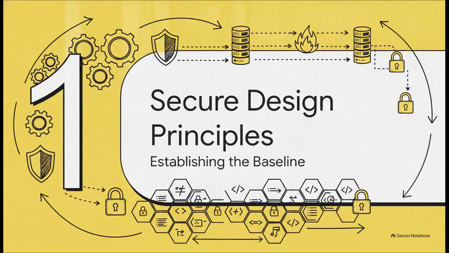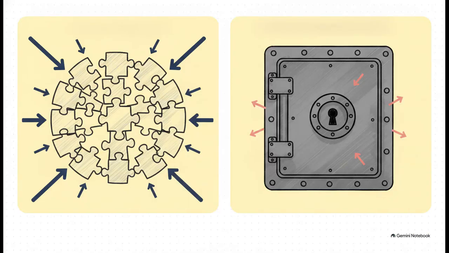Section 1. Secure System Design Principles. Establishing the baseline of architecture. Before we get into the heavy technical how of security, we absolutely have to nail down the why. Why do we architect systems the way we do? Security shouldn't just be tacked on at the end, right? It has to be an integrated element of the system's design from day one.